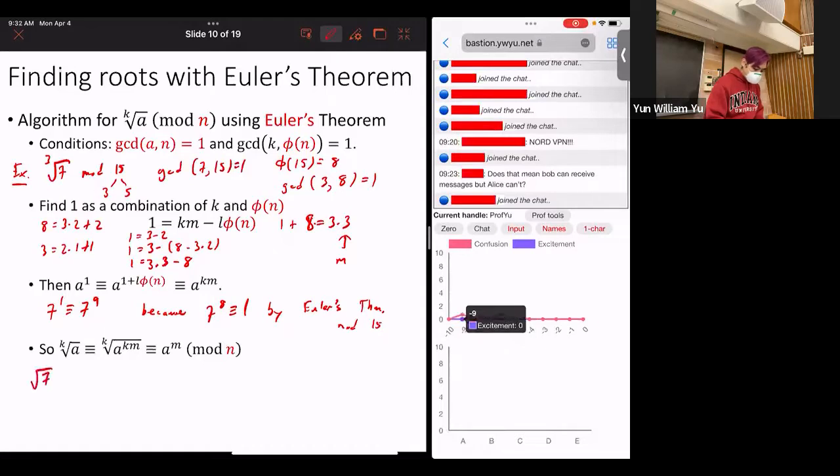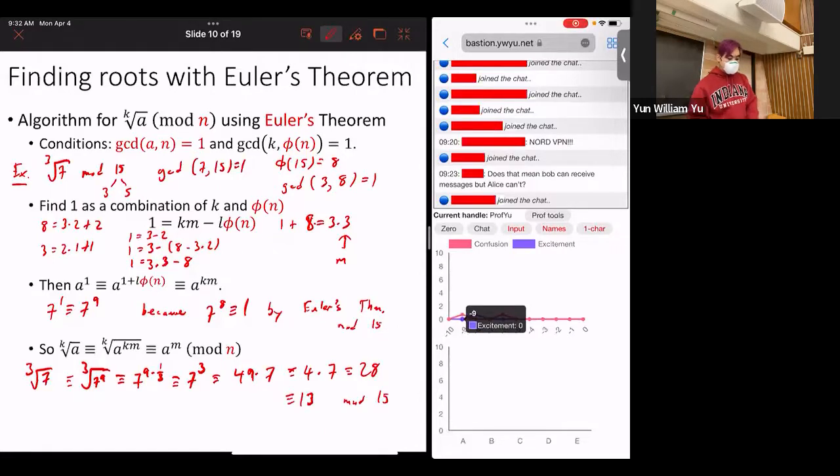So the third root of 7 is congruent to the third root of 7 to the 9, which is congruent to 7 to the 9 times 1/3, which is congruent to 7 cubed, which if you write this out is 49 times 7, which is congruent to 4 times 7, which is congruent to 28, which is congruent to 13 mod 15. Okay, so that means we know how to use Euler's theorem to find roots.